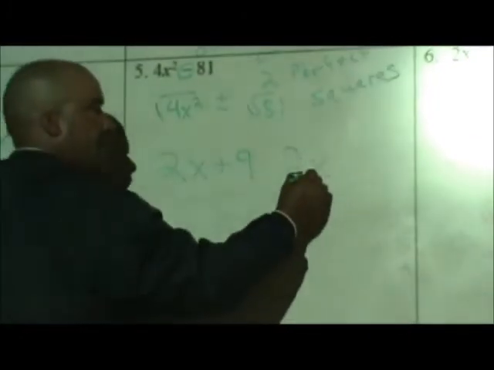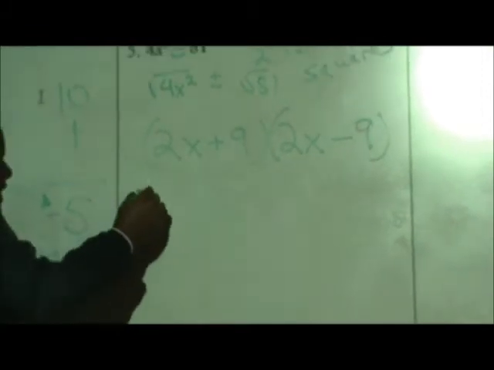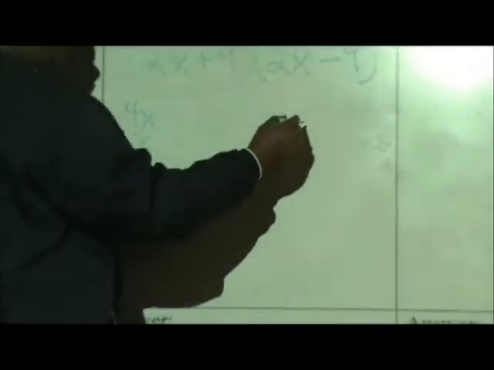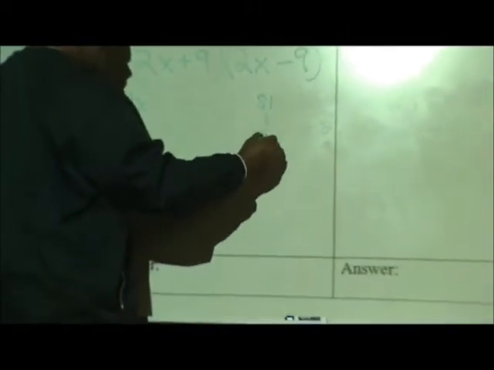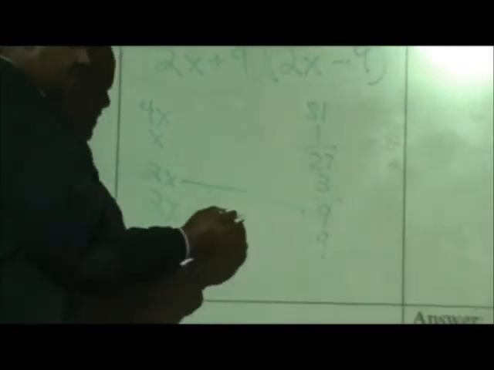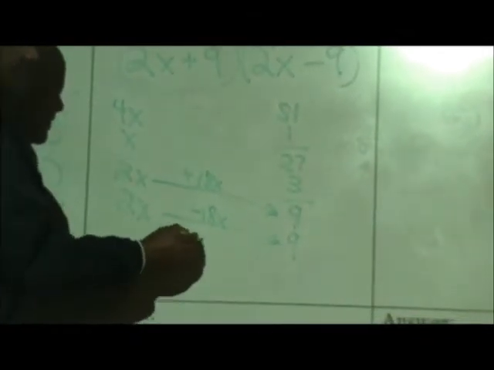times 2x minus 9? And even if you didn't, you could have gone 4x times x, 2x times 2x. You could say 81 and 1, 27 and 3, or 9, 9. And you would have found out that if this and this were equal, 18x, 18x, one of them has to be plus and one has to be minus for me to get 0x. Okay? Good.